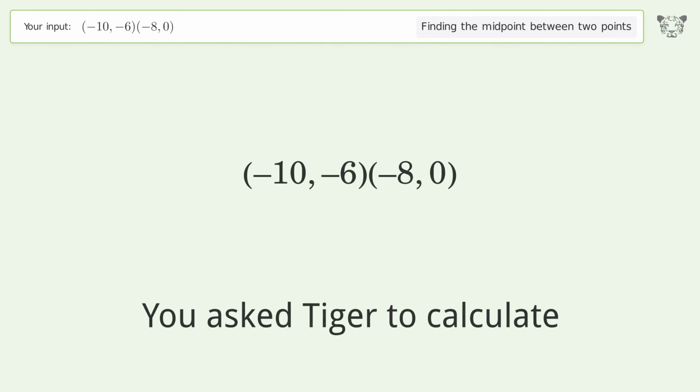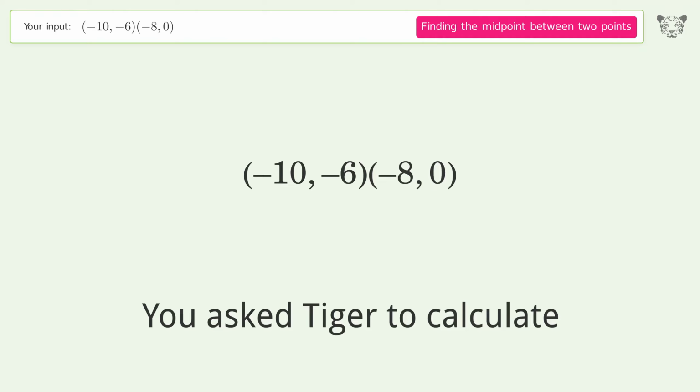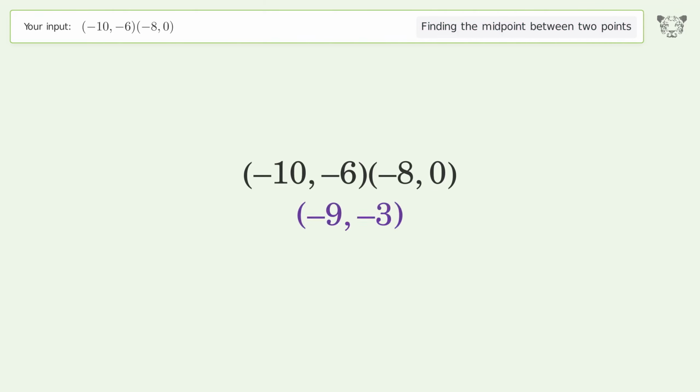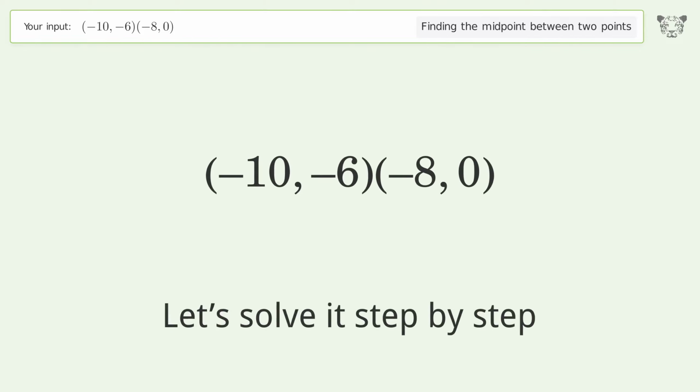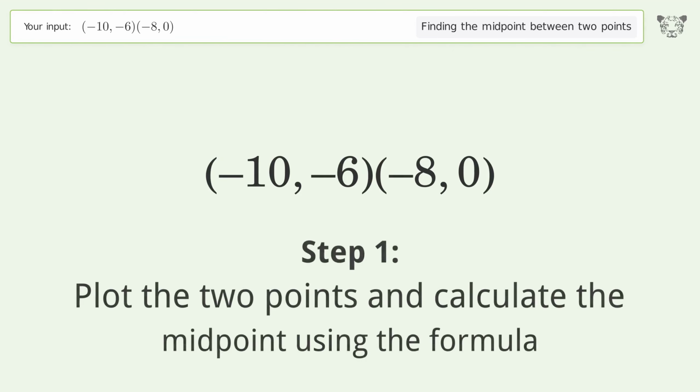You ask Tiger to calculate. This deals with finding the midpoint between 2 points. The midpoint between the 2 points is -9, -3. Let's solve it step by step. Plot the 2 points and calculate the midpoint using the formula.